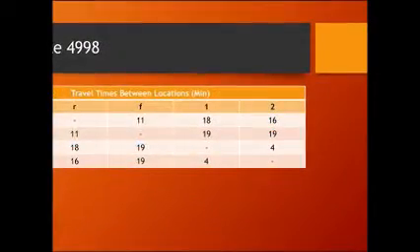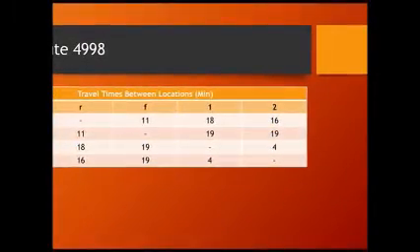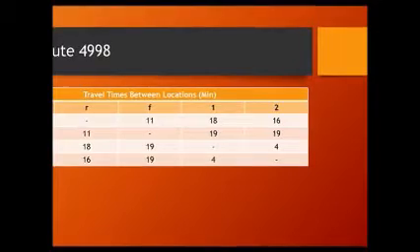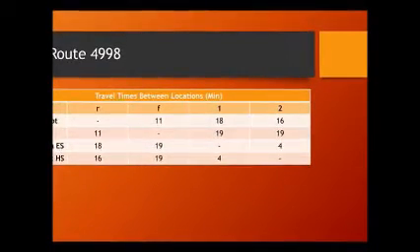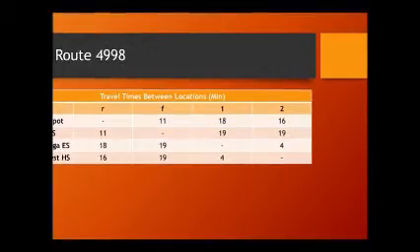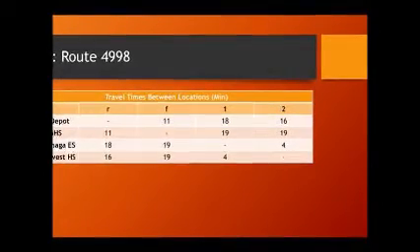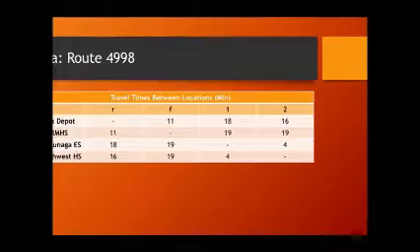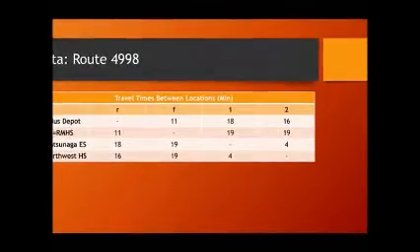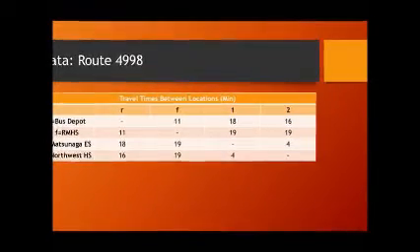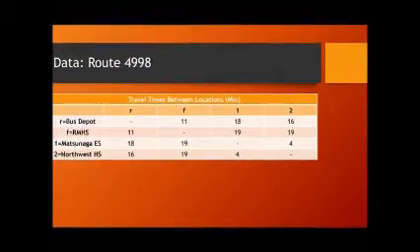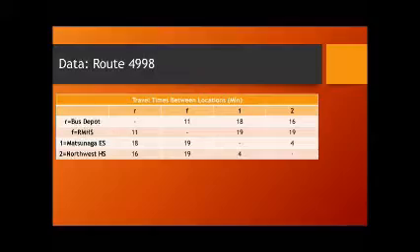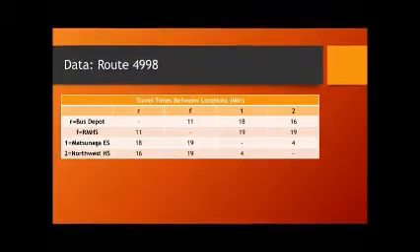So here's the data for the first route, 4998. As you can see, F is the final stop, which is Richmond Montgomery, and R is the bus depot, and 1 is Matsunaga Elementary School, and 2 is Northwest High School. For this route, there are only 3 stops: the elementary school, the high school, and Richmond Montgomery.